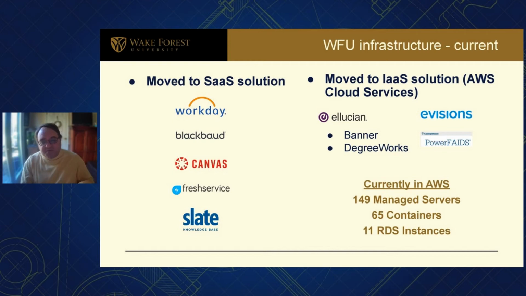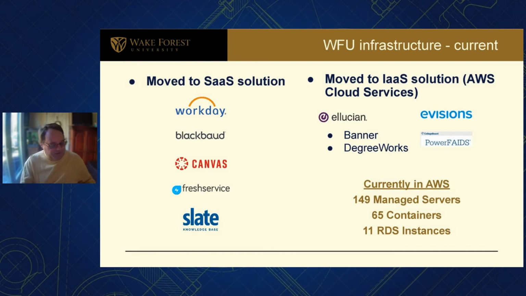With Ellucian, we took Banner and DegreeWorks over and put that into an IaaS structure. So I'm still doing the upgrades on the pieces of Banner that are still there, but I don't have to worry about upgrading all the servers. That stuff is kind of handled by the cloud service, the AWS cloud service.